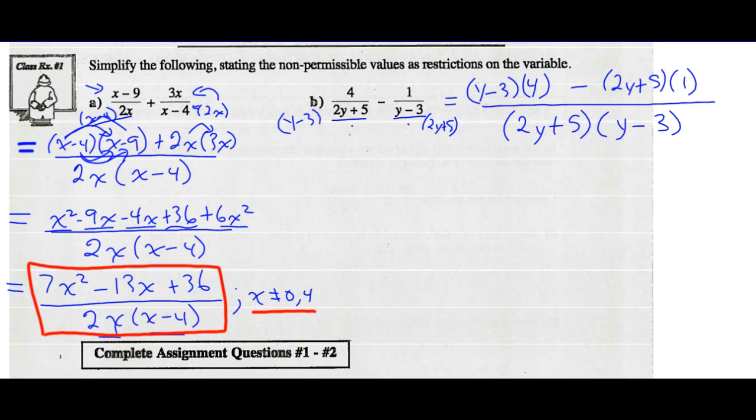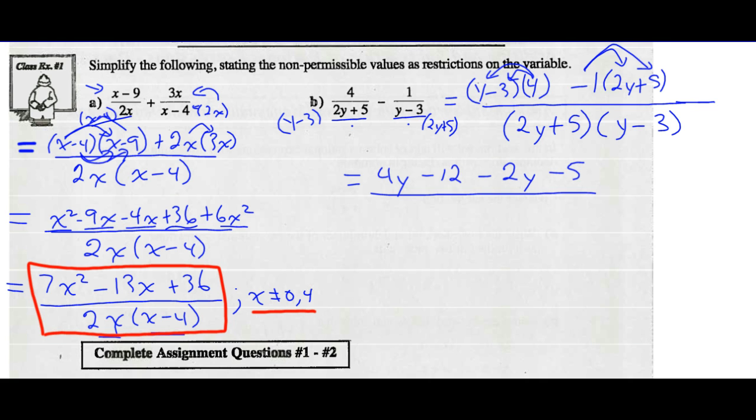All right, so now I can go ahead and expand out the brackets. 4 times y is 4y, and 4 times negative 3 is a minus 12. In the second one, 2y plus 5 times 1 could also be written as 1 times 2y plus 5. It doesn't really matter which way I write that order. And if I do it like this, then I know that negative sign gets multiplied to the 2y. So negative 1 times 2y is a minus 2y, and negative 1 times 5 is a minus 5. All over our common denominator. We will not expand out our denominator. We're going to keep it in fully factored form.